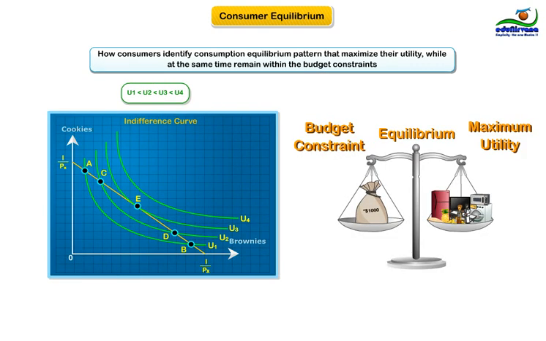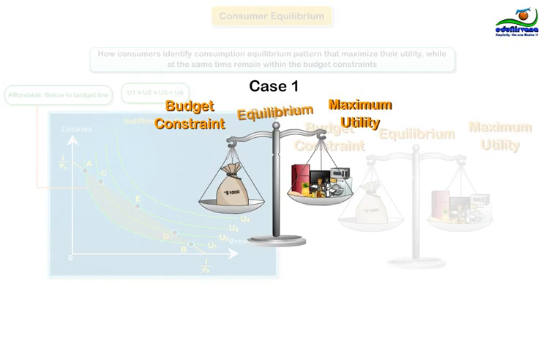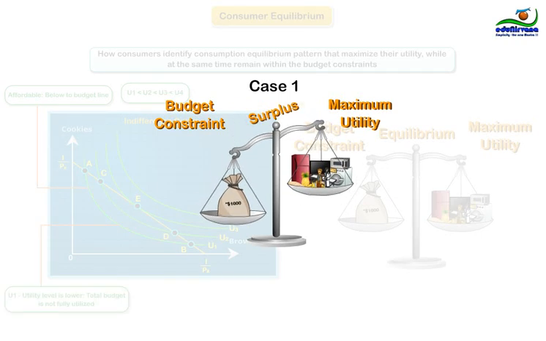Now, consider U1. The product combinations between the 2 points A and B are all affordable as they lie within the budget constraint triangle. Any product combination before A or beyond B is outside the budget line and not affordable. However, the utility levels are lower as defined by U1, and also the customer or family has not fully utilized his total budget. He still has spare money which he can use for spending.